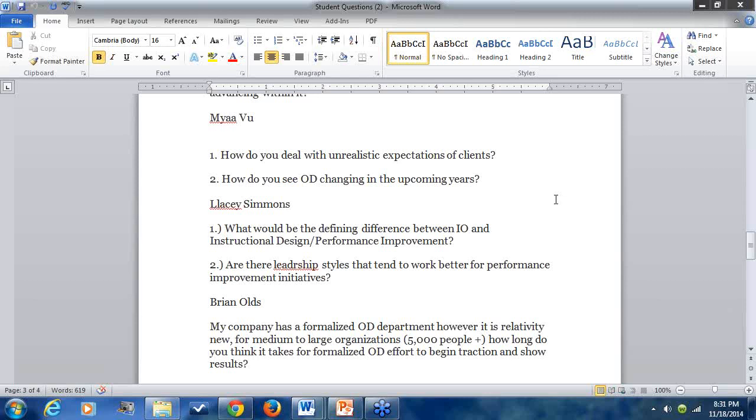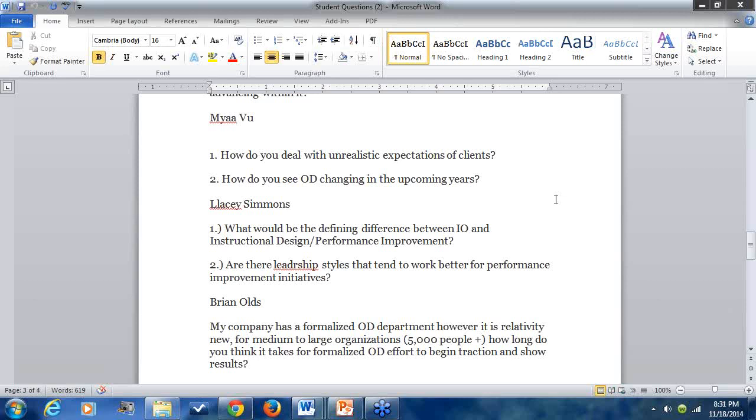But unrealistic expectations, I think, it's sort of like when I go to buy a new car, I always have unrealistic expectations that I can afford more than I really can. So I think you just sort of go in knowing that they're going to be unrealistic.